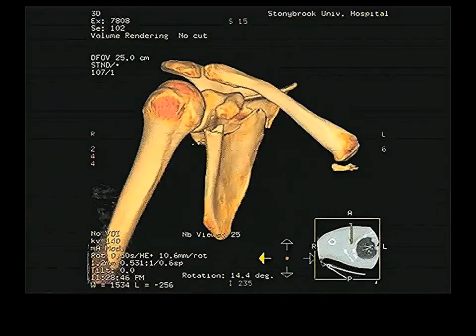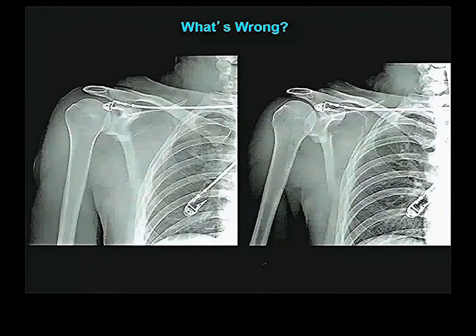This person has a complete transverse fracture of the scapula. And interestingly, now that we've seen what it looks like in the volume rendered CT, we can go back and look at the image and see more clearly what's wrong with this person. I think a good orthopedist would have spotted it on the plain film, but none of us are good orthopedists.